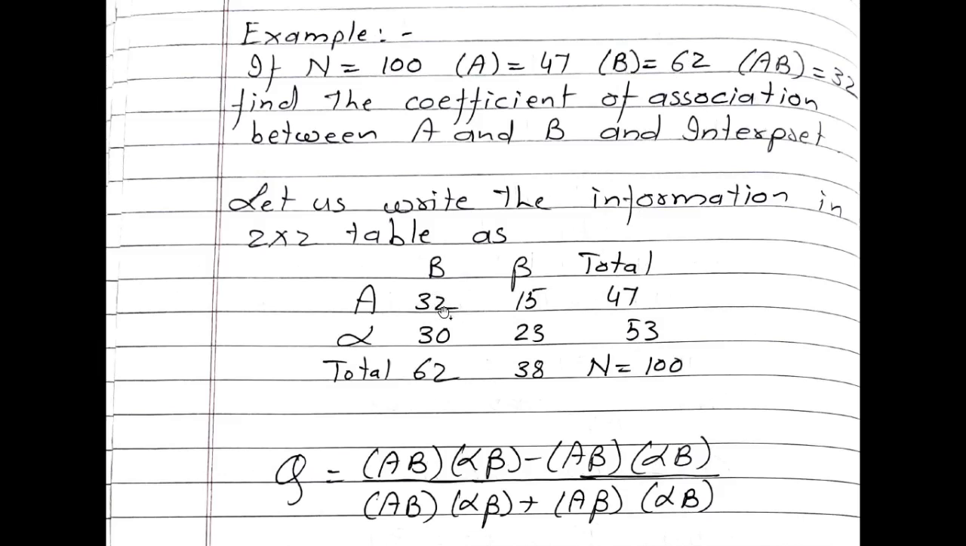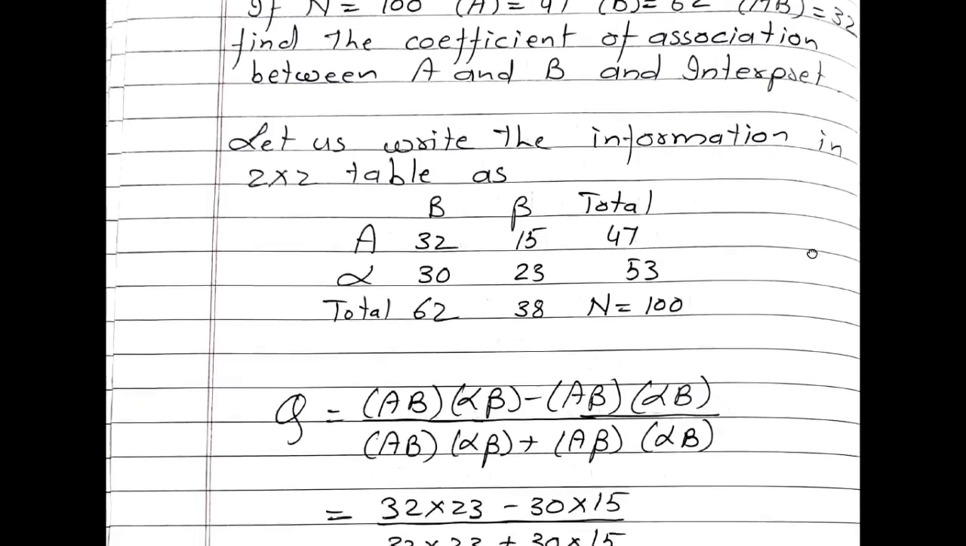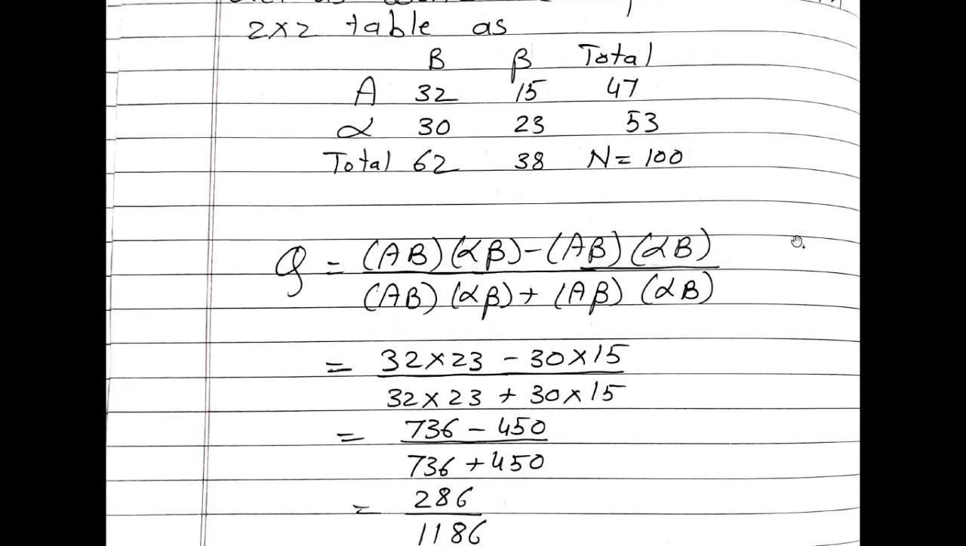So 4 values are given to us. So 47 minus 32 will give you 15. 62 minus 32 will give you 30. 100 minus 62 will give you 38. 38 minus 15 will give you 23. So we have all the values of frequencies which we need to find the coefficient of association.